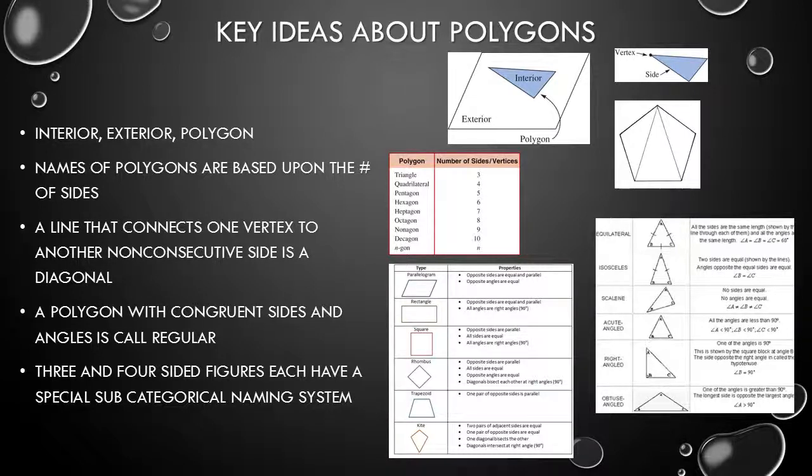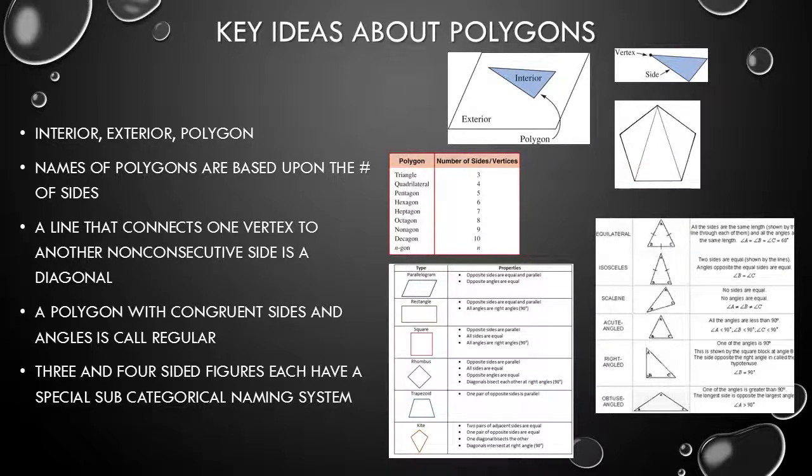A polygon with congruent sides and angles is called regular. This polygon right here is equilateral, meaning all of its sides are the same measure, and is also equiangular, meaning all of its angles are of the same measure. And so therefore this is a regular pentagon.